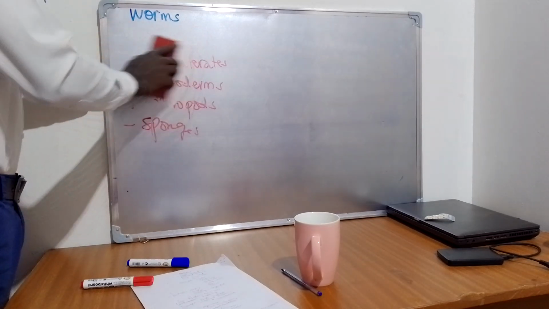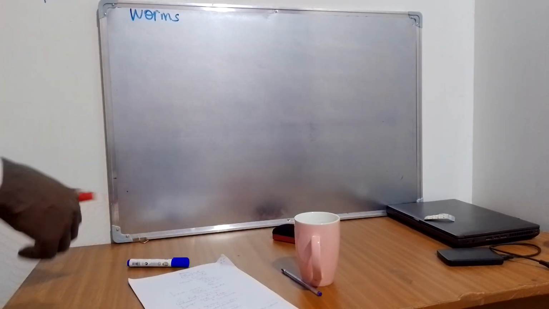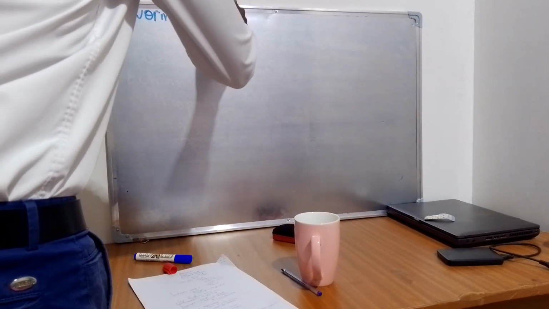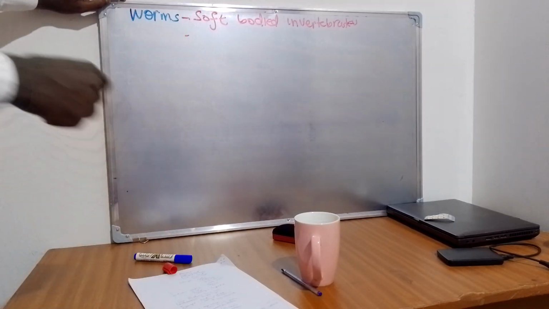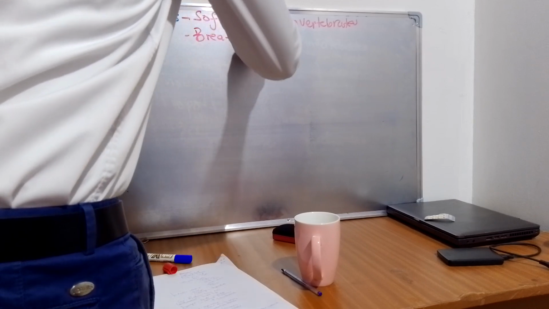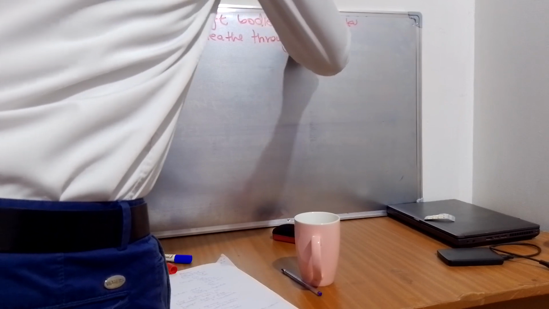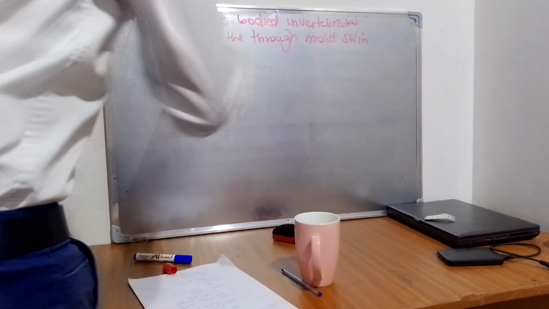Worms, just like mollusks, are also soft-bodied invertebrates. They have soft bodies, and they breathe through their moist skin. Those are worms.